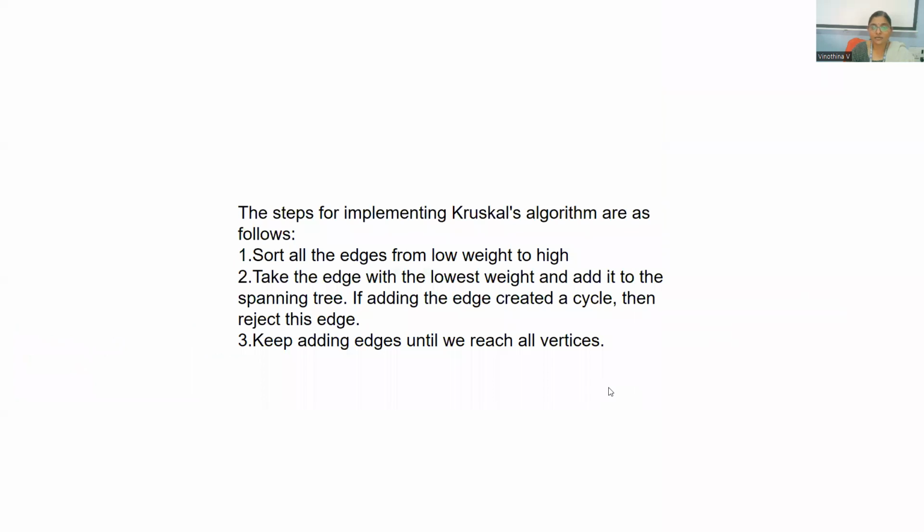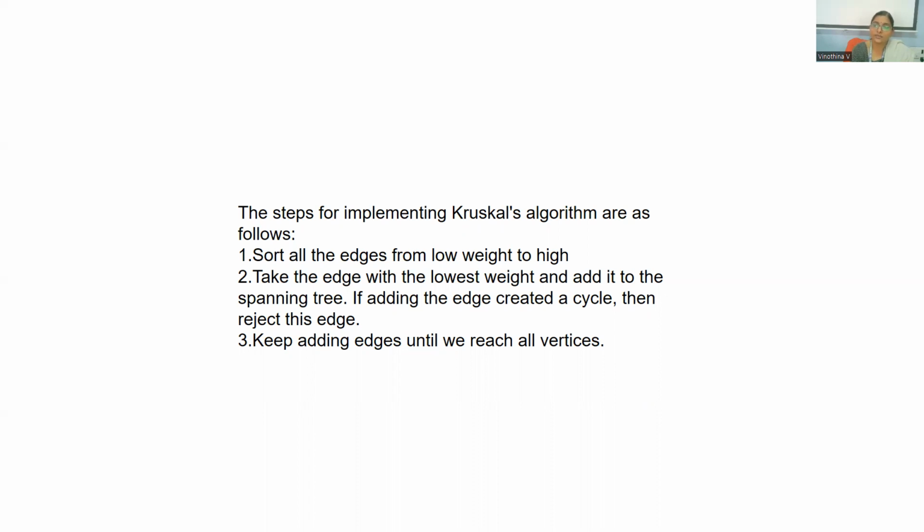So how does Kruskal's algorithm work? There are 3 steps involved in it. First is to sort all the edges from low weight to high. That means based on the cost, you sort all the edges in ascending order, from the low weight to high. Then the second step: take the edge with the lowest weight or lowest cost and add it to the spanning tree. Initially the spanning tree is empty. Select the edge with the lowest cost, then add it to the spanning tree.